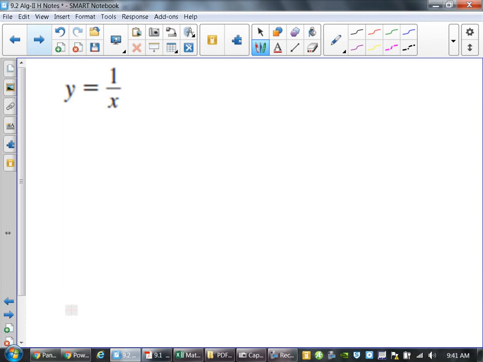When you would make a table, a lot of these things you'd start out with -2, -1, 0, 1, and 2. You agree? Okay. And you would just substitute in. So you'd substitute in, you get -1/2, -1. What happens when you divide by 0?